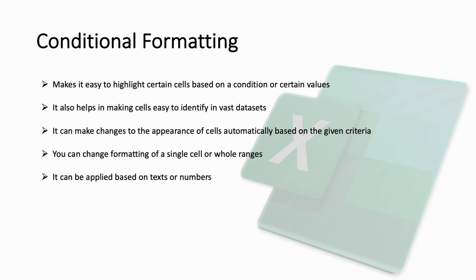In today's video, we will be covering conditional formatting, which is used to highlight a cell or range of cells based on a certain criteria. It helps in making cells easy to identify in big data. It can be based on text or numbers, depending upon what your need is. Some of the most common things it can do are highlighting cells which are more than, less than, in between, or equal to a certain value.